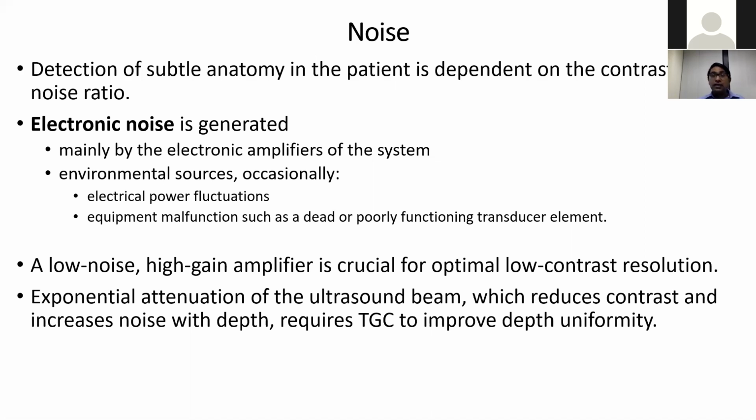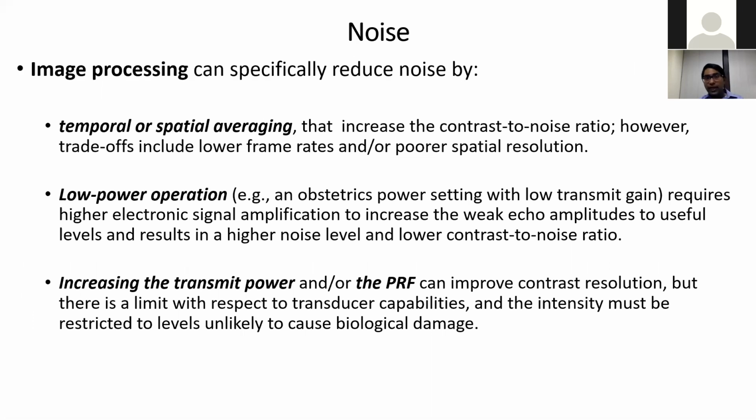Also, as the signal goes down deeper into the medium, the signal amplitude strength decreases and the noise starts to overpower the signal. And that's why we use time gain compensation. However, time gain compensation multiplies both the amplitude and the noise, so it increases both. So that's the challenge of using time gain compensation. Noise can be reduced by temporal or spatial averaging. So it's a similar idea that I mentioned before for improving contrast resolution.